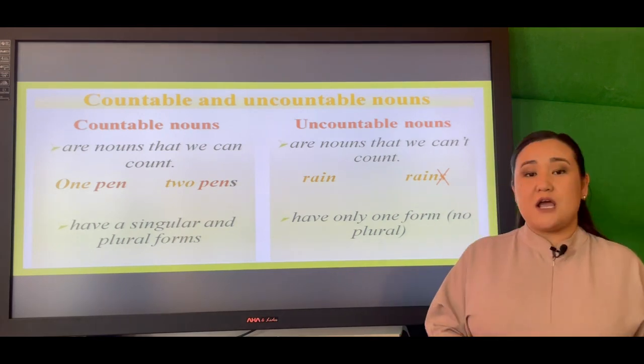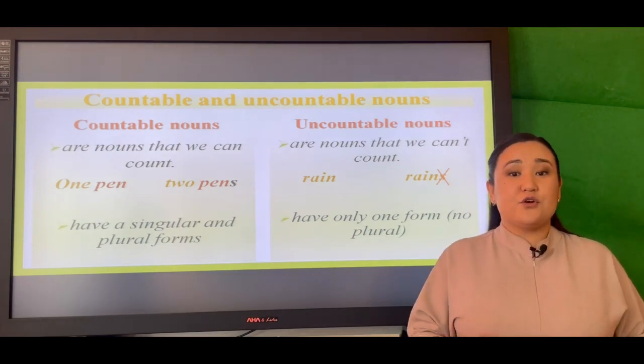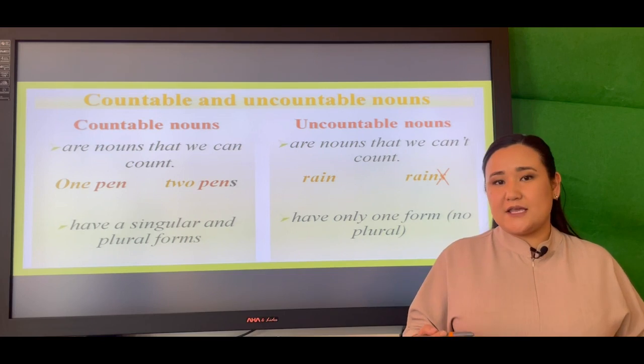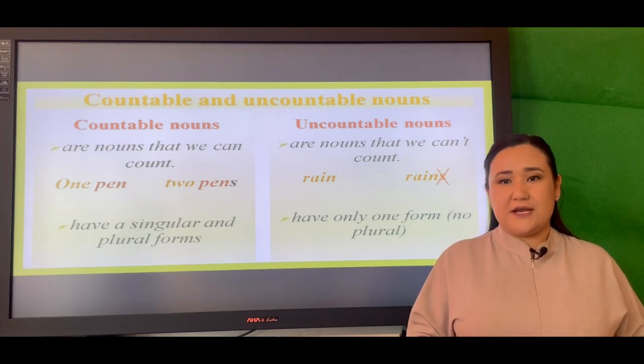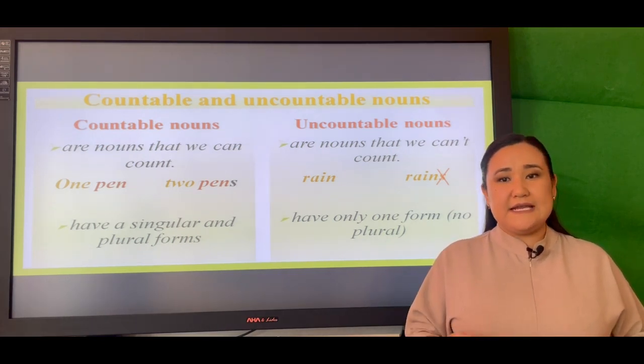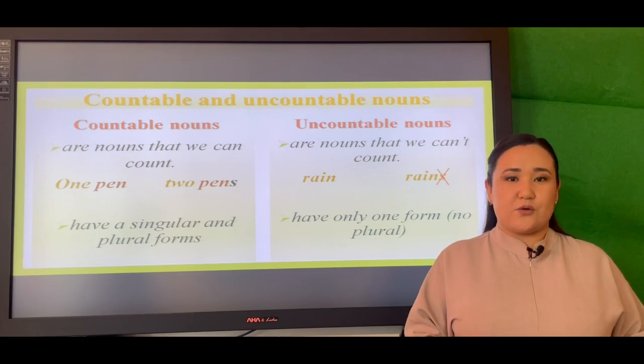Uncountable nouns are nouns that we cannot count. For example, rain. We cannot say 1 rain, 2 rain, 3 rain. No. So, rain is an uncountable noun.